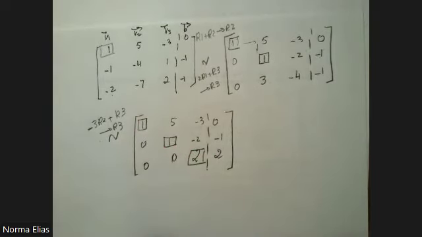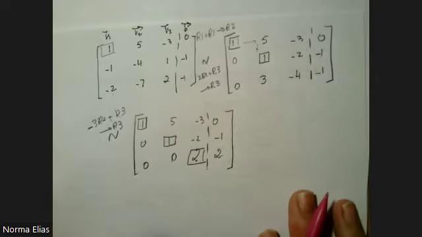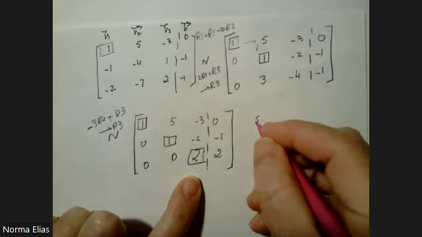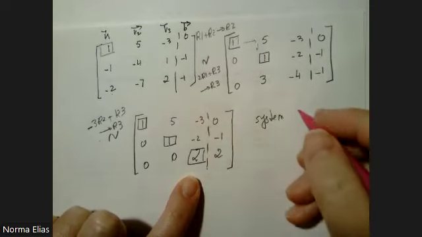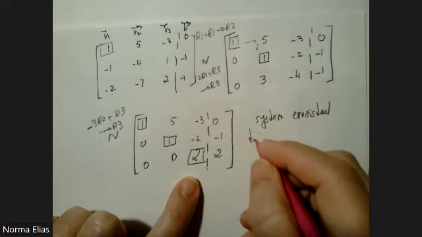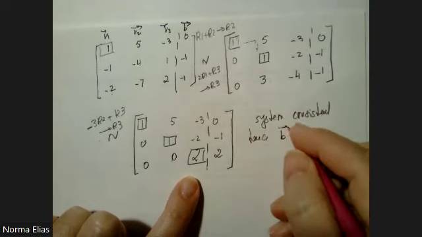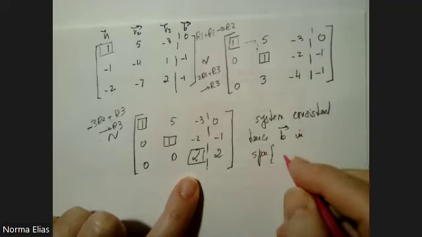Okay. And now my question, is B in the span? Yes or no? Yes. Why? Because the system is consistent. We don't have any issue. So if the question is whether B is in the span, once you reach here, you say the system is consistent because I don't have any leading entry in the augmented term. System consistent, hence B is in the span. It means it can be written as a linear combination.